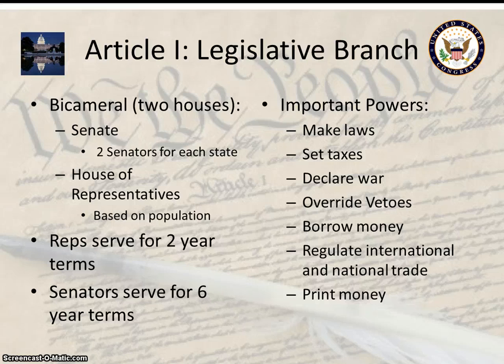The important powers that are in the legislative branch are that they can make laws, they set taxes, they declare war, they can override vetoes, they can borrow money, they regulate international and national trade, and they can also print money.